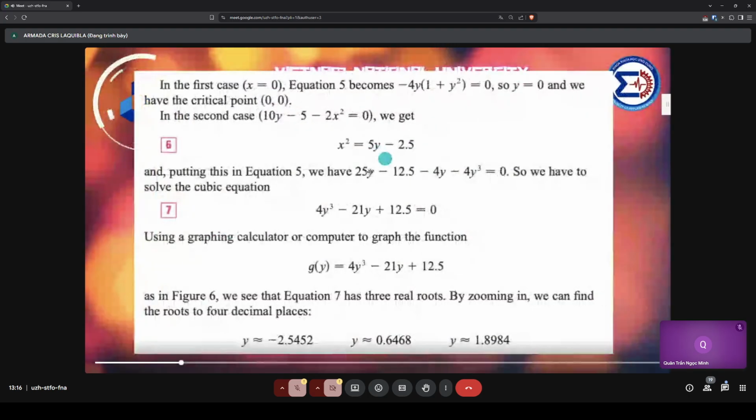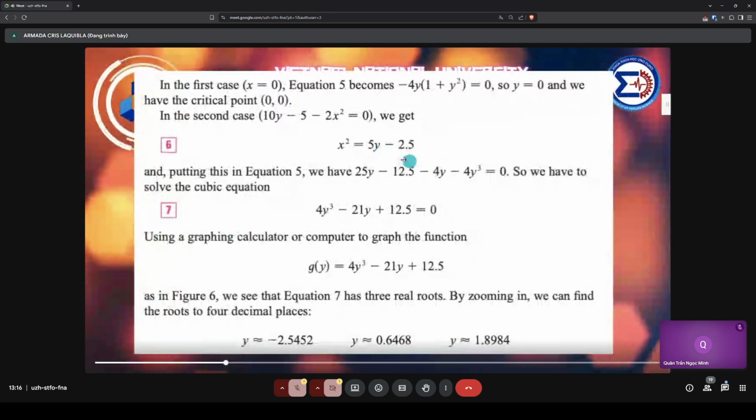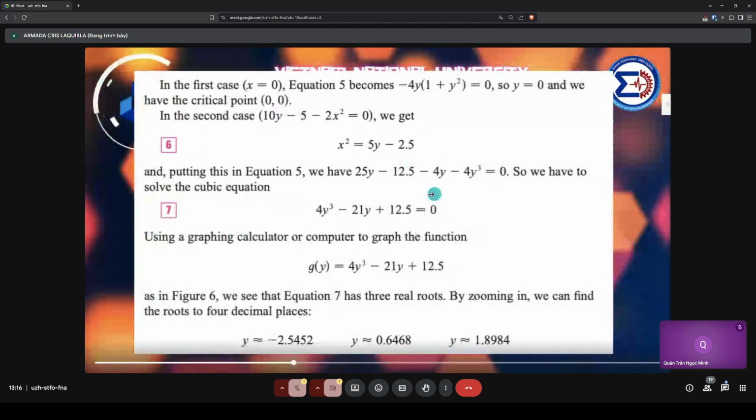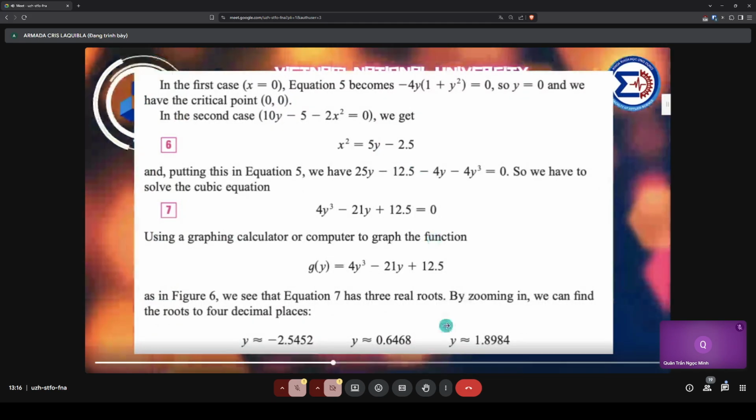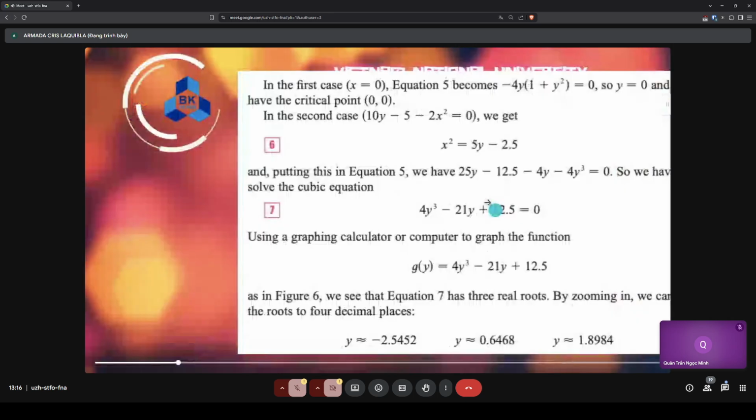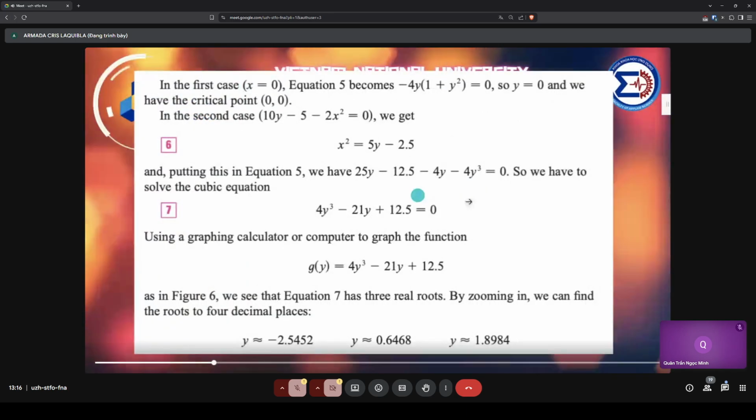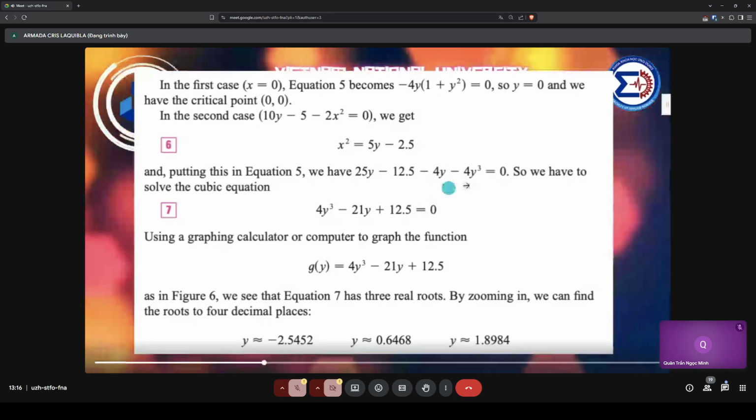5 times 5y, 25y. 5 times negative 2.5, it's negative 12.5. Then just copy the negative 4y minus 4y cubed. So it's here: negative 4y minus 4y cubed is equal to 0. So as you can see here, the variables are all y.